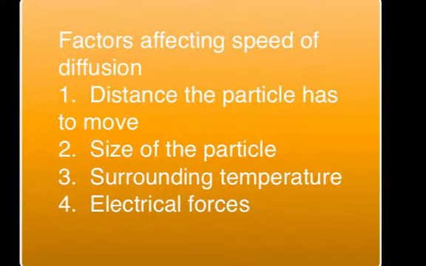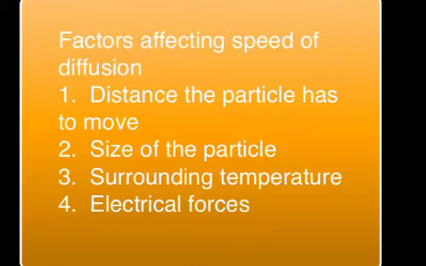Several factors influence how fast diffusion will take place across the plasma membrane. The distance the particle has to move is one factor. The further the particle is from the membrane, the longer it will take to diffuse. The size of the molecule matters too. Smaller molecules can diffuse more rapidly than larger molecules. Temperature is also a factor. Molecules move faster in warm temperatures.